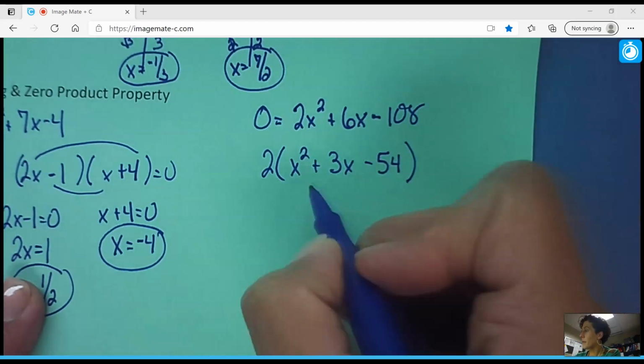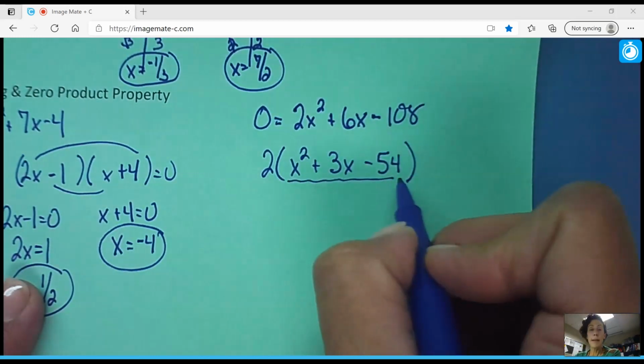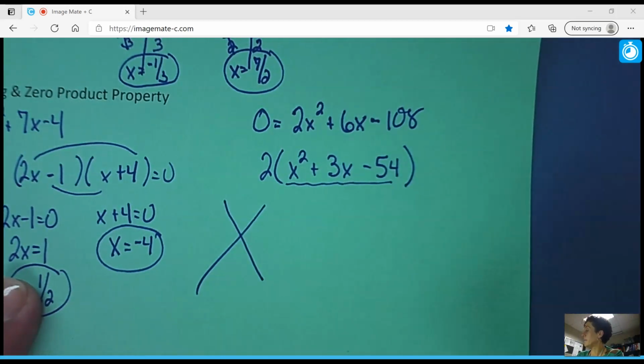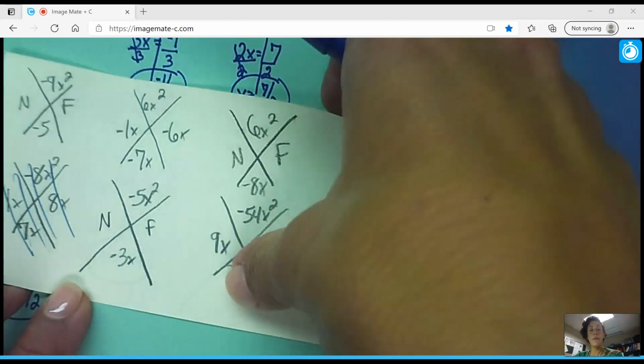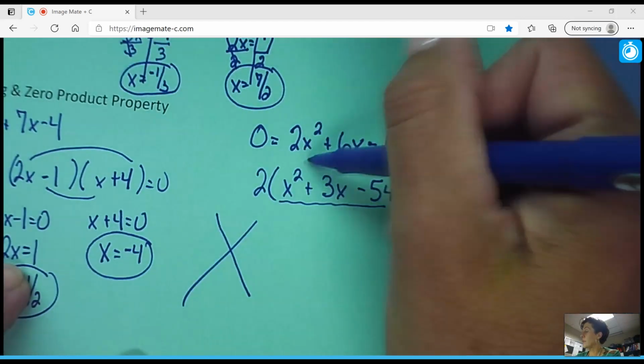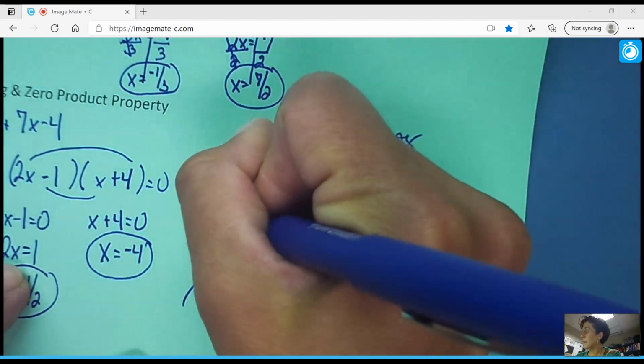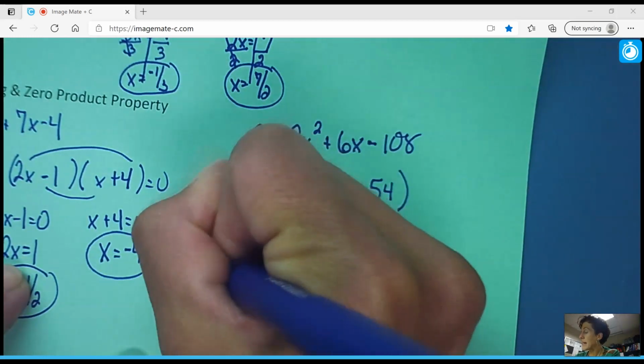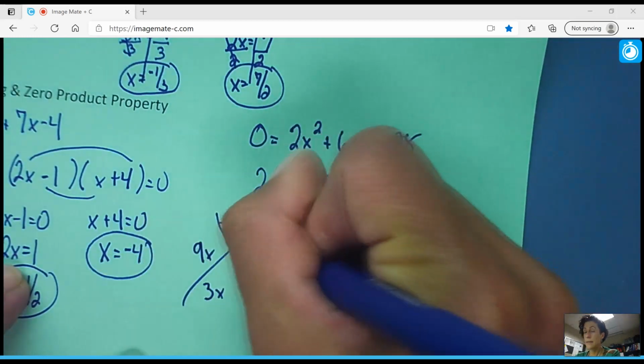And now my x is going to be a lot easier because of this. And we've already made that x. It was here. Factors of negative 54 that get me to 3. Factors of negative 54 that get me to 3. And we had chosen the numbers 9 and negative 6.